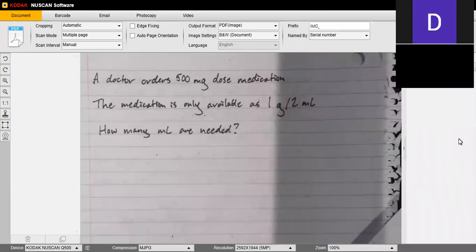Okay, guys, so let's get started on chapter 23 in your book. I'm working off problems on page 198 in your calculations textbook. And this all has to do with our ratio and proportion calculations, which is a really, really fundamental part of being a pharmacy technician and also being a pharmacist.